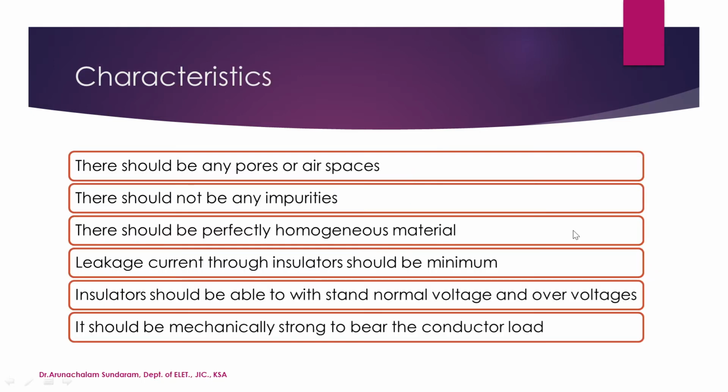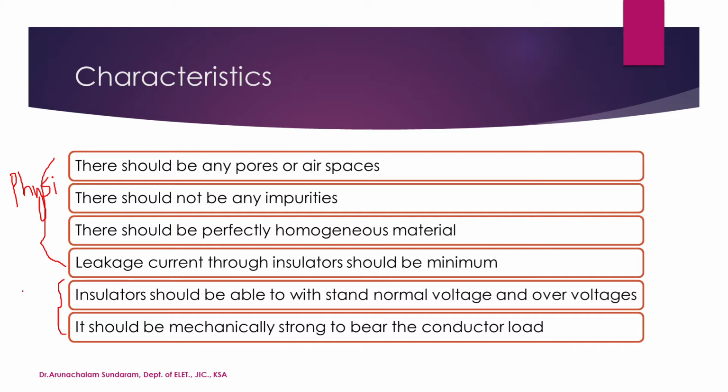Now, what are the properties? There are two types of properties. These 5 properties are called the physical properties of the insulator. And the last two are called the electrical properties.